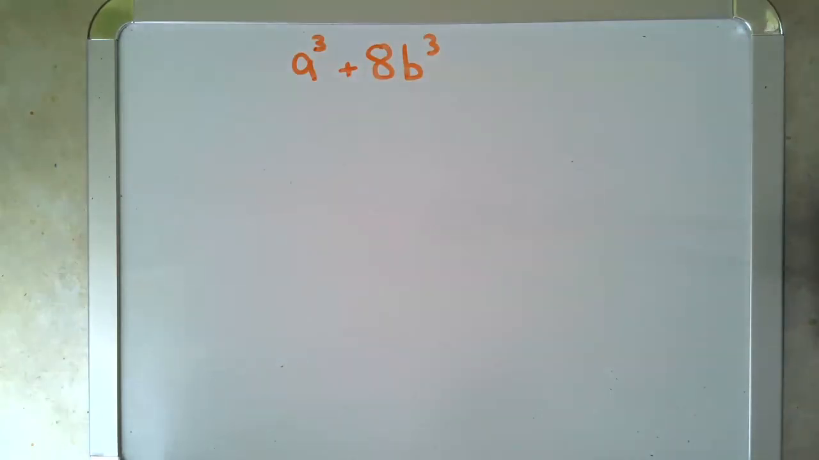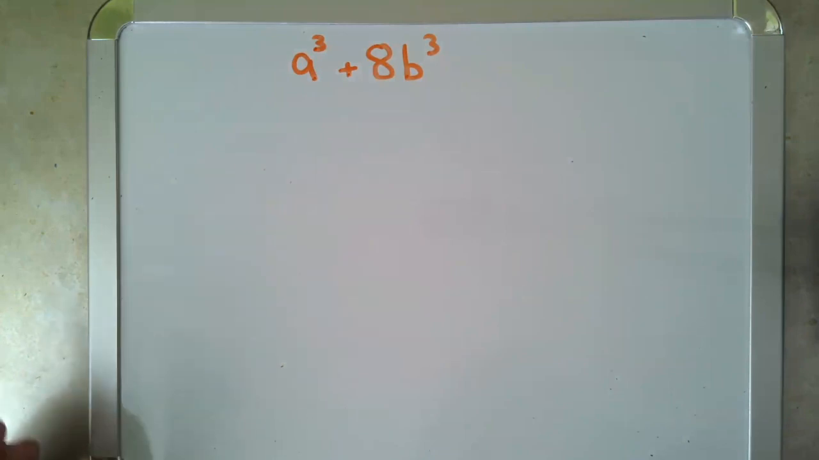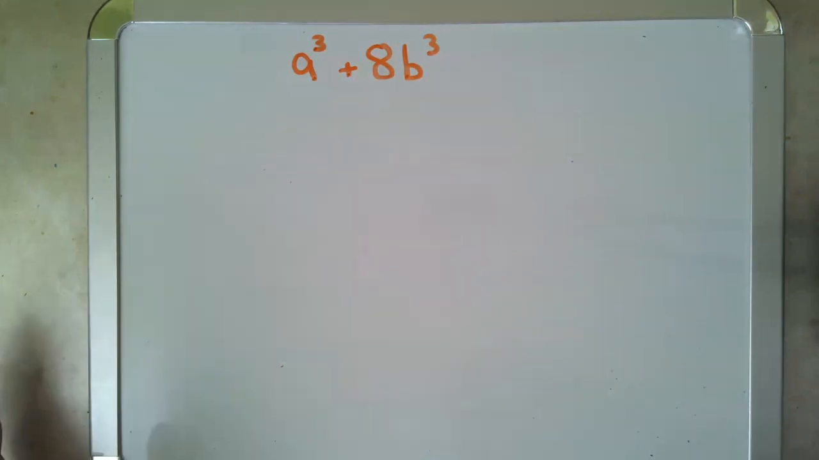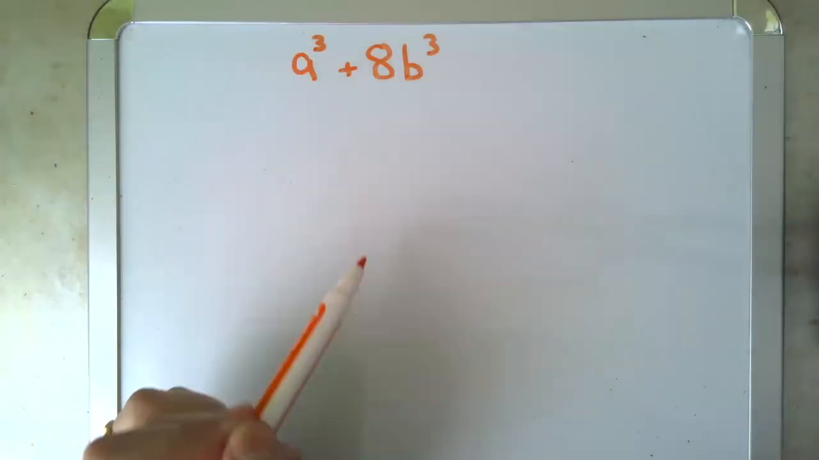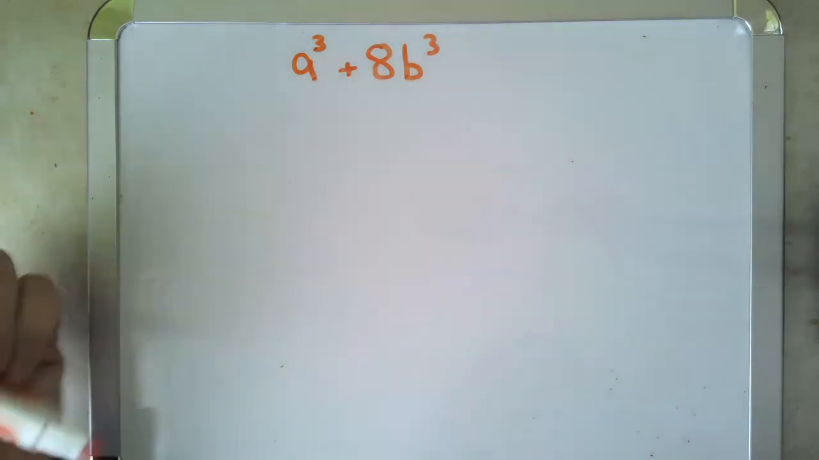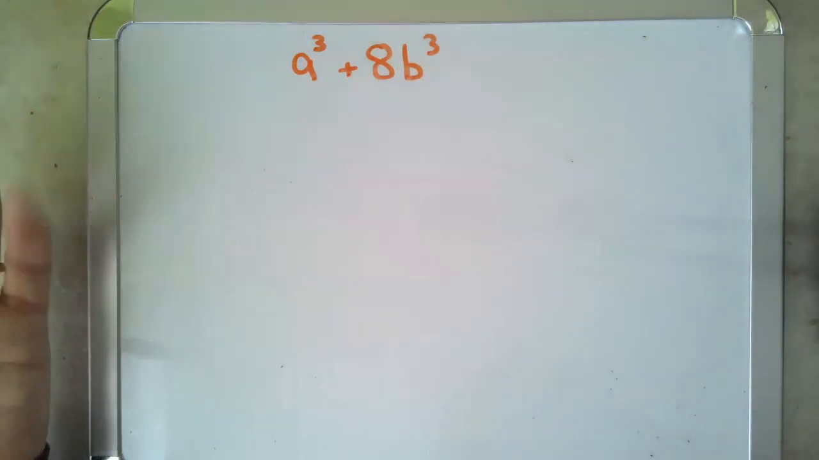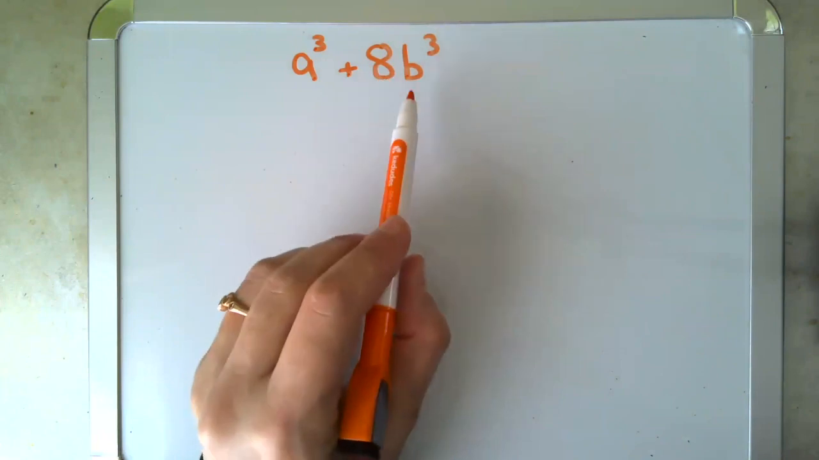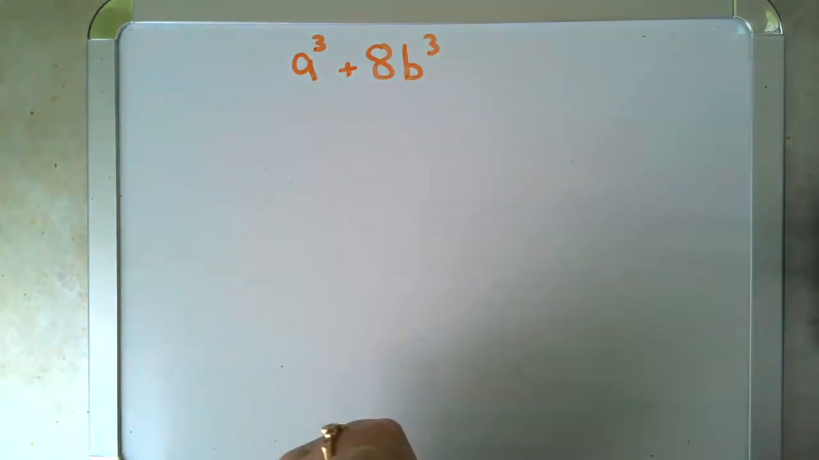So here's the first problem we're going to work with. A cubed plus 8b cubed. The first thing to check is, is this a sum or a difference of cubes? Well, we've got no middle terms, right? Our two terms only. A cubed, that is something times itself 3 times. And 8b cubed, again, that is something times itself 3 times. So yes, this is a sum of cubes.